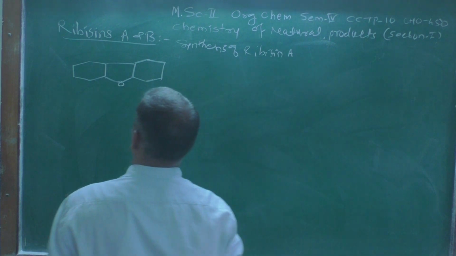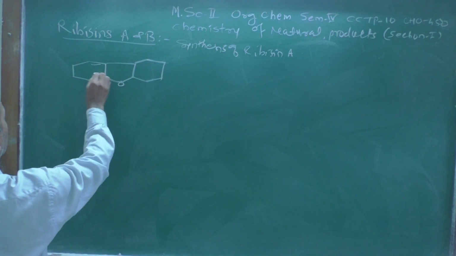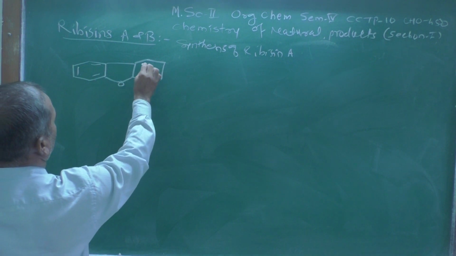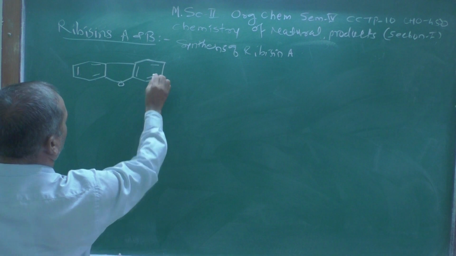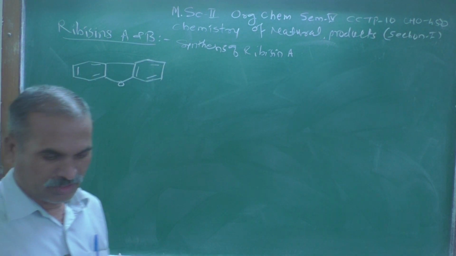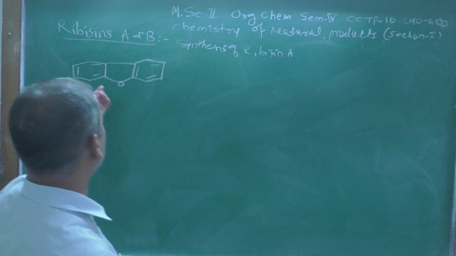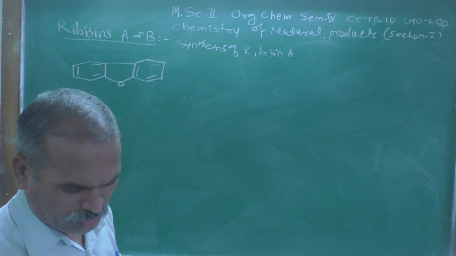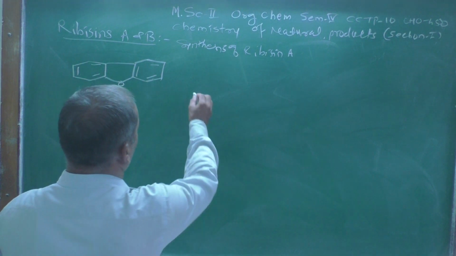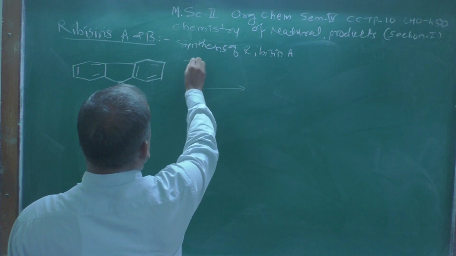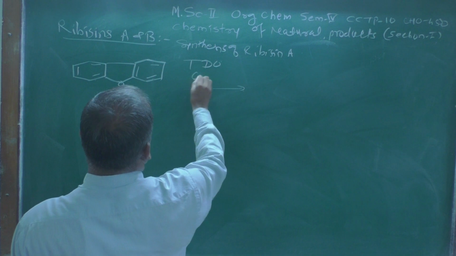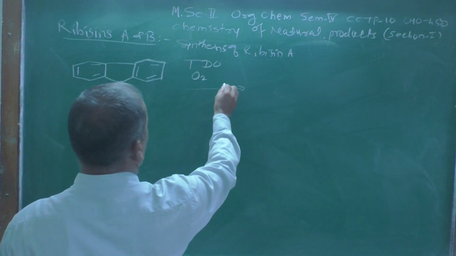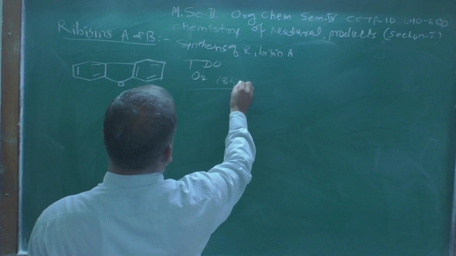Okay, so let us see, this is the starting material which we are going to use over here. As we know, the name of this compound is dibenzofuran, and that dibenzofuran will be treated with TDO2, and we will get an 84% yield.